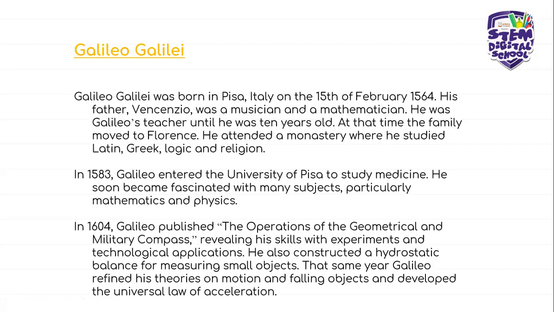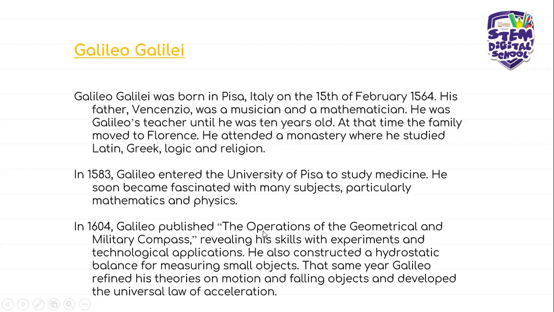Galileo Galilei was born in Pisa, Italy on the 15th of April 1564. Okay, musician, and leave out that his dad part, and you can say he attended a monastery where he studied Latin, Greek, logic, and religion. And then next, in 1583, Galileo entered the University of Pisa to study medicine. Okay, then we're going to go to the third paragraph. What are you going to say here?